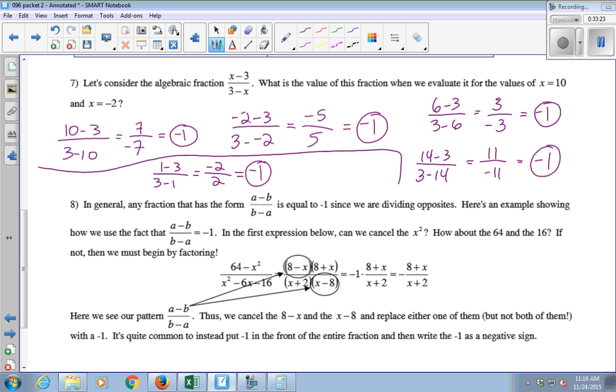Oh, yeah, we could try that. So you want to do one more test? That's fine. Negative 1 minus 3, right, over 3 minus negative 1. Negative 1 minus 3 is negative 4. 3 minus negative 1 is 4. Negative 1.